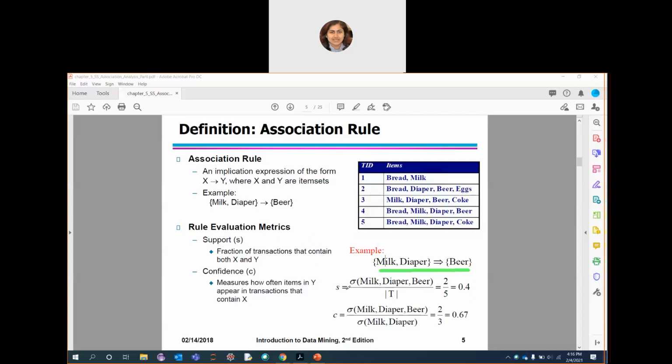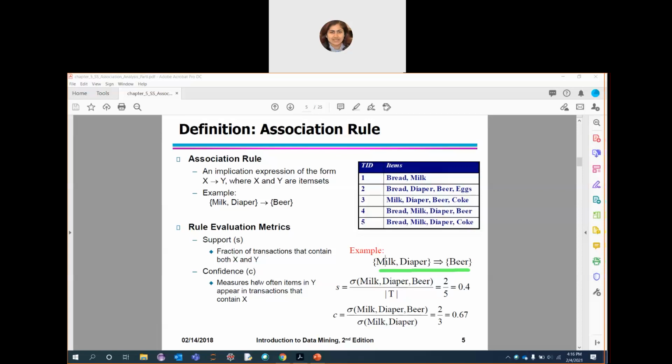So how to find out the support count? Actually, what is the occurrence or the frequency count of milk, diaper, beer together? In the last slide, we have determined how to find it. That is 2 divided by the total number of transactions, which is 5. So it comes as 0.4. Then there is confidence. So these are the two metrics we need to take into consideration for rule evaluation.